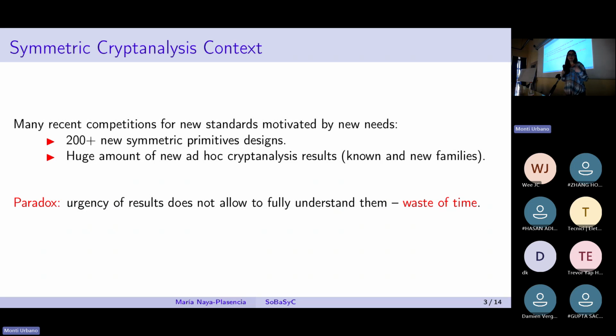So that's why everyone was in a hurry to produce new results, to analyze all the primitives. And then we didn't really have the time to stop and think and try to understand what we had proposed. And all this urgency, I think it's a bit of a paradox, implies a waste of time in the long term.